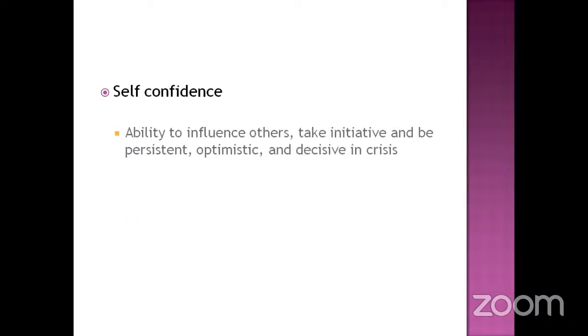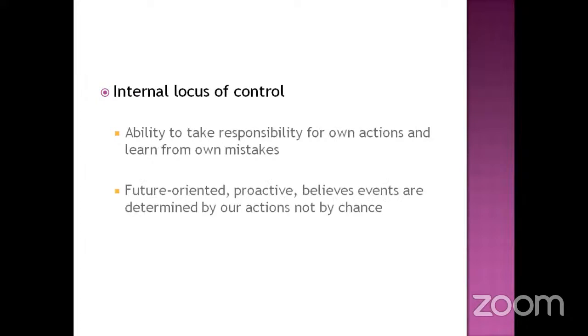The second one is about self-confidence. I think it's clear: the ability to influence others, taking initiative, being persistent, optimistic, and decisive in crisis. Internal locus of control means he is supposed to have the ability to take responsibility for his own actions and learn from his own mistakes. He should be future-oriented, proactive, and believe events are determined by our actions, not by chance.